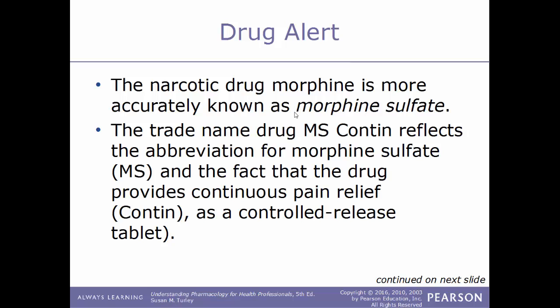Alright, now we'll talk about a drug alert. The narcotic drug morphine is more accurately known as morphine sulfate, and the trade name drug MS Contin reflects the abbreviation for morphine sulfate. That's where the MS comes from, and the fact that the drug provides continuous pain relief. Contin, think of continuous, and this is dosed as a controlled release tablet.